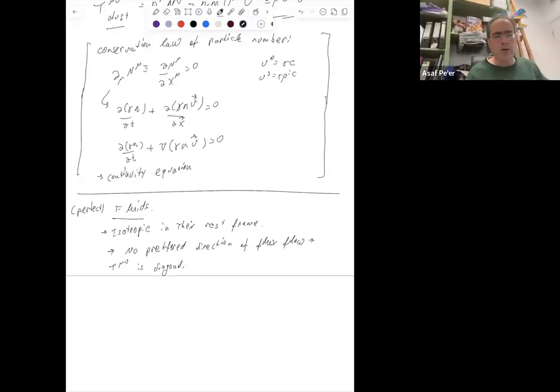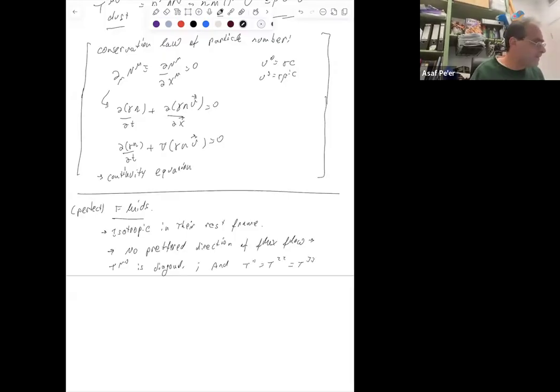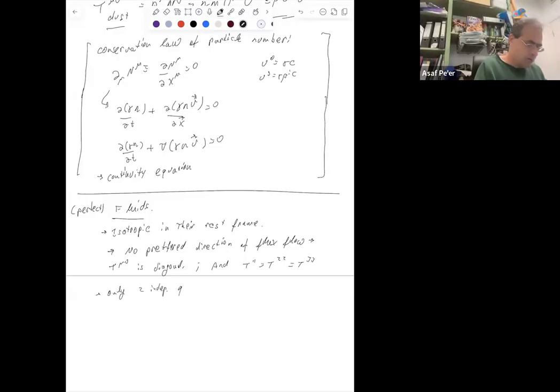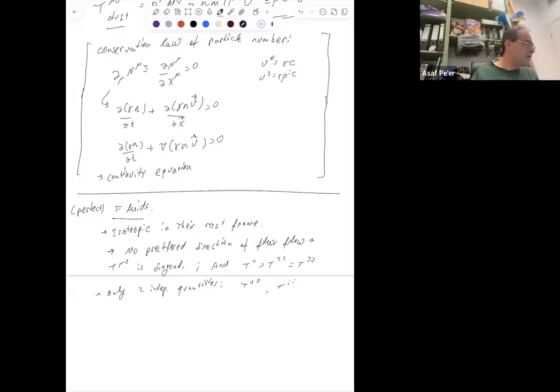And also that means, since we don't care which direction it is, all the diagonal terms have to be the same. T11 is equal to T22 is equal to T33. So really we have only two independent quantities, which are T00 and Tii.